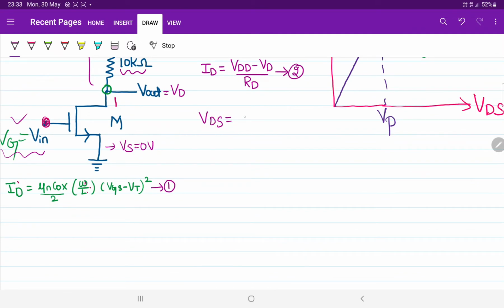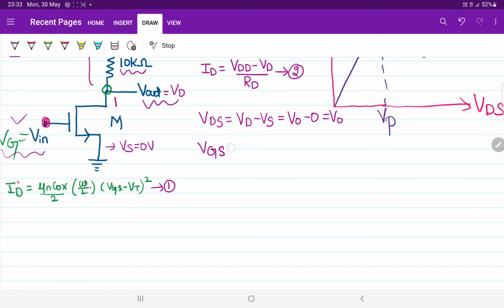From here, VDS can be written as VD minus VS. What is the value of VD? VD is nothing but the output voltage, and VS equals 0. Simply it can be written as V0. Yes or no? See there, this is VD, VD equals V0.